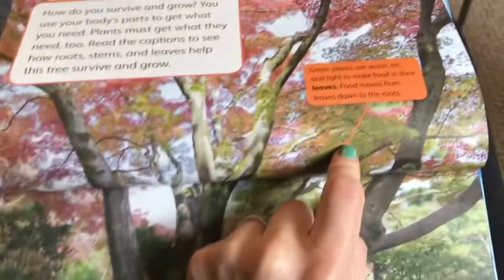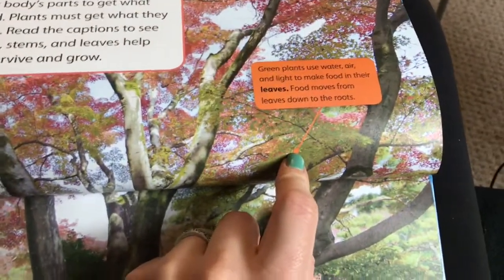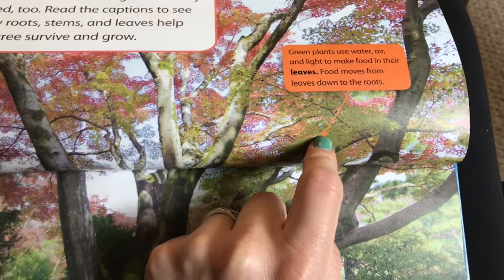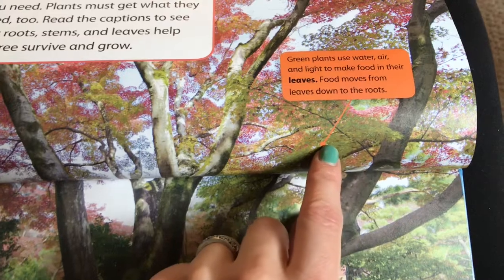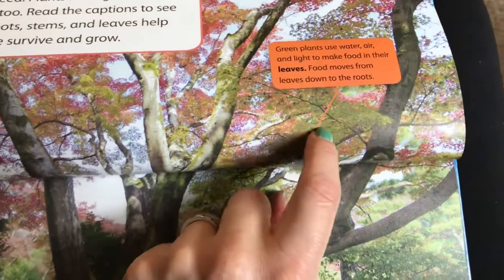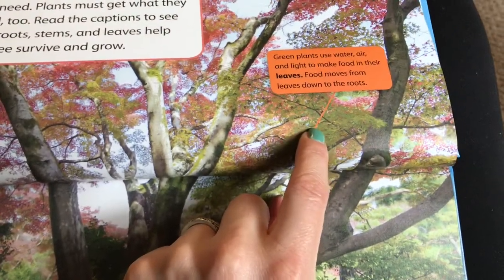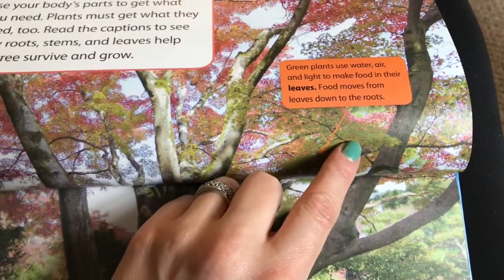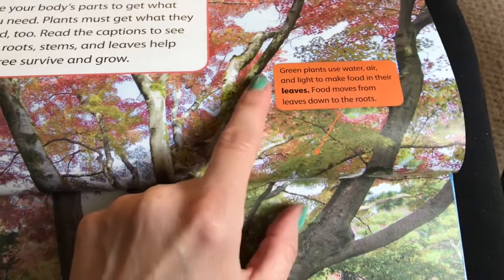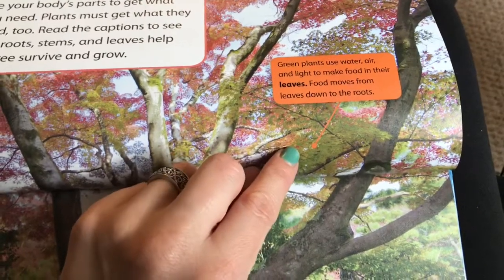Now, the leaves have a very important job to do. The leaves are what makes food for a plant. So remember, plants are living things. They need food just like we do. So the leaves are going to take in air, and they're going to take the water that came from the roots and the stem, and it's going to use the sunlight as well to make its food.